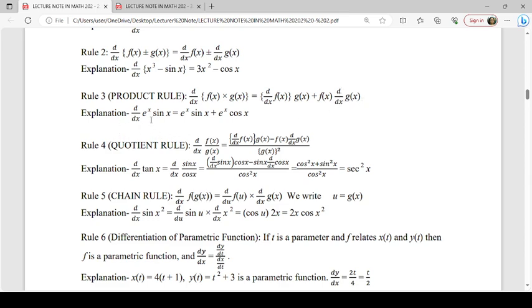So d/dx of e to the power x sin x is e to the power x into, means d/dx of e to the power x is e to the power x, then sin x remains the same, plus e to the power x remains the same, then d/dx of sin x is cos x.